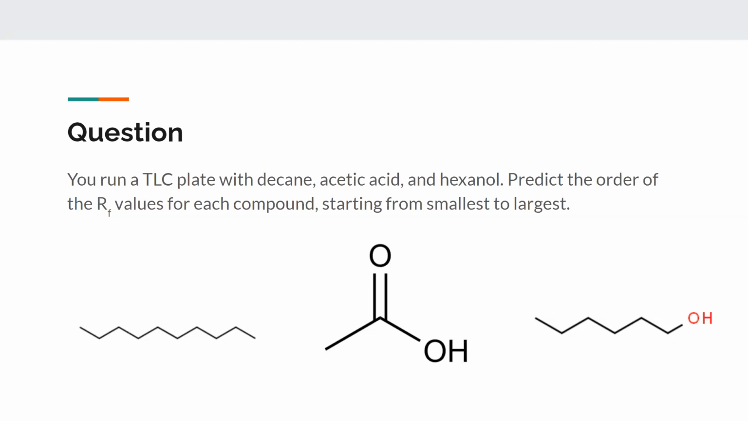Okay, so we are basically ranking these compounds in order of polarity, from most polar to nonpolar. The compound with the smallest RF value will be the most polar, which is acetic acid, since it's more polar than hexanol. Following that would be hexanol. So it would be 2, 3, 1. Okay, next slide, please.